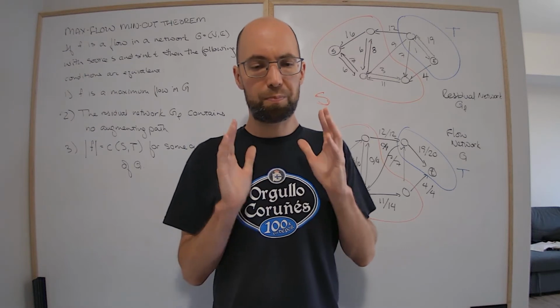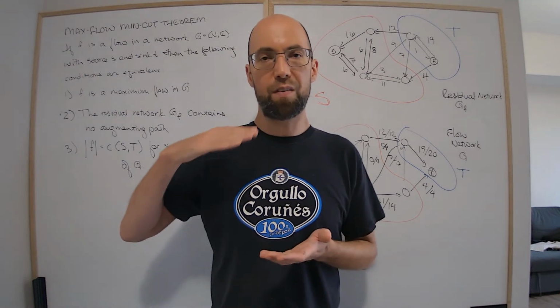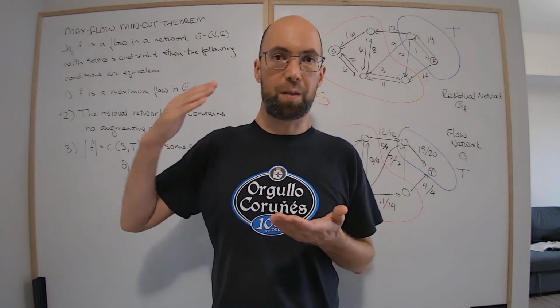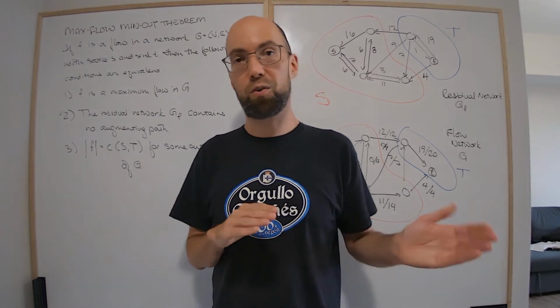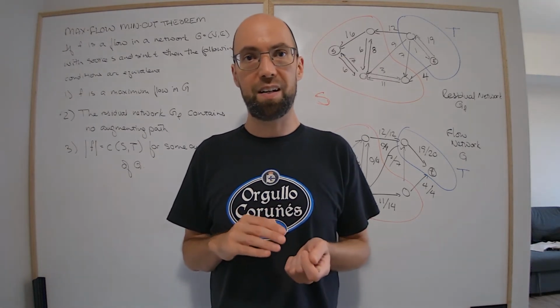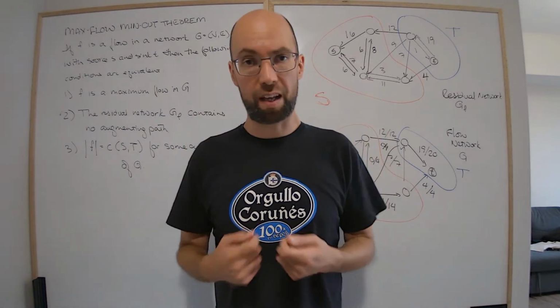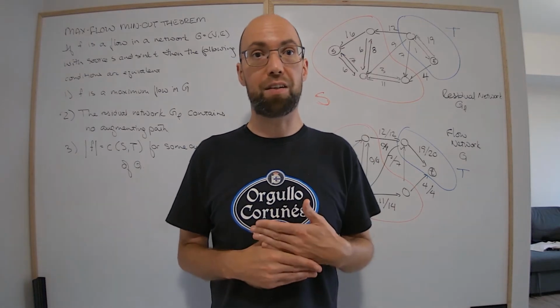So it's pretty obvious that the capacity of any cut is an upper bound. So in particular, the capacity of the minimum cut is an upper bound. You can't send more than the total capacity of the minimum cut. So now we just have to show that you can send that capacity, that the maximum flow can actually reach that value.